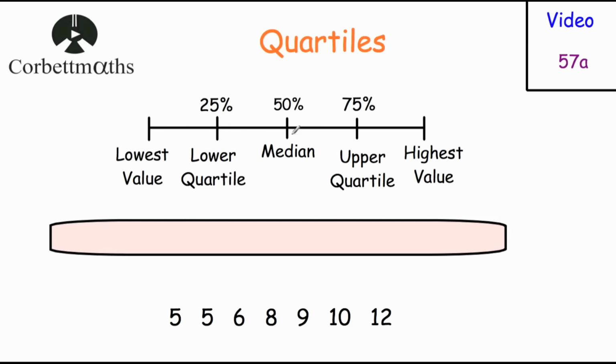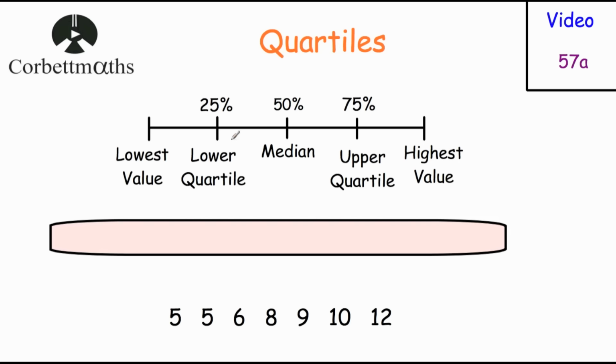So if you arrange the values in order from the lowest to the highest, a quarter of the way into the data is called the lower quartile, and 3/4 of the way into the data is called the upper quartile. Those are very useful for working out the interquartile range, and I'll talk about that in a minute. So the median is the middle value, the lower quartile is a quarter of the way into the data, and the upper quartile is 3/4 of the way into the data.